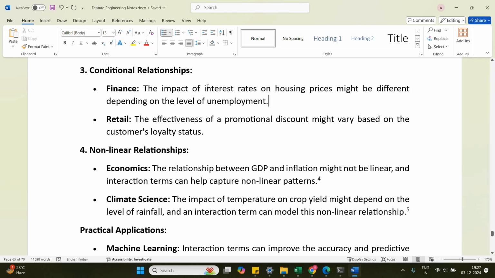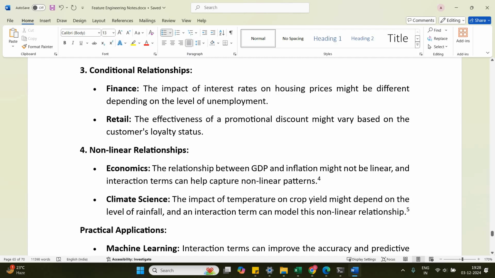There are various interest rates applied on the loan that you have taken, but based on the unemployment level, the interest rate could be higher, right? This could be one of the effects. So this is a conditional relationship. The level of employment is one of the conditions for the interest rate to have an effect on the housing price.